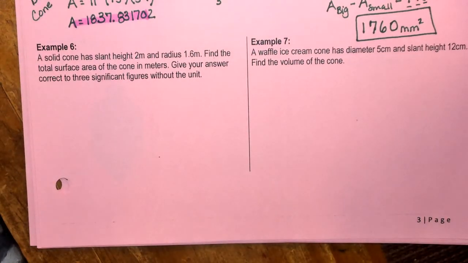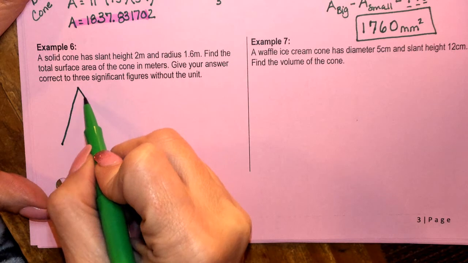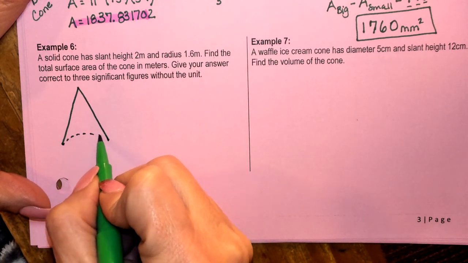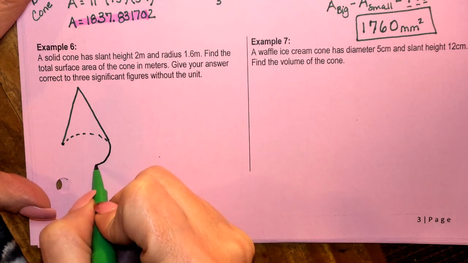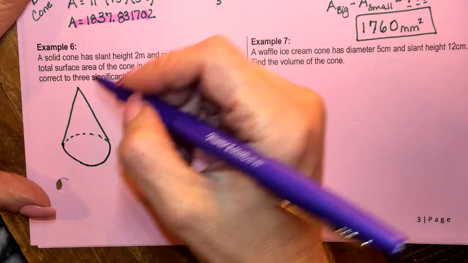Okay. So a solid cone has a slant height of 2 meters, a radius of 1.6. Okay, I know the slant, I know the radius. You want to know the area? I can give it to you. Find the total surface area of the cone in meters. Okay, let's draw this. So here's my cone. I'm not good at drawing these, y'all. Okay, there's that. That's a pretty sad looking thing.